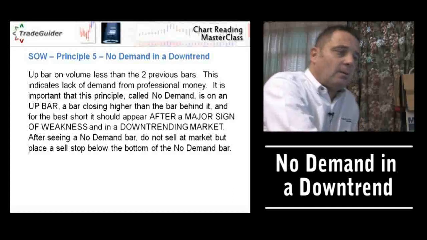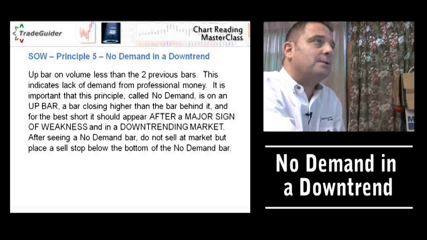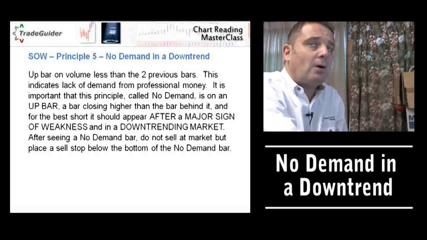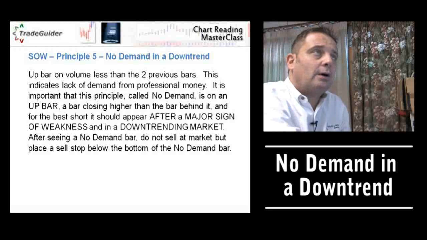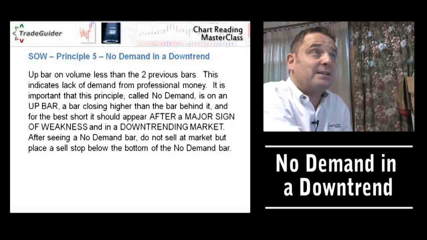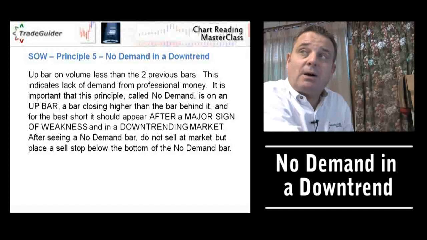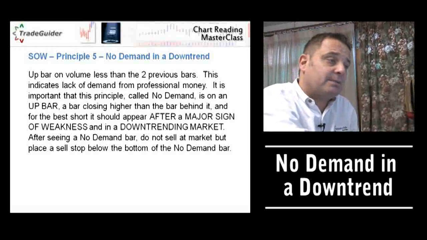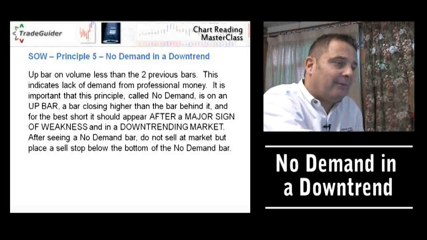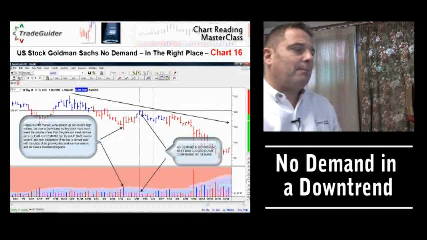After seeing a no demand bar, do not sell at market, but place a sell stop below the bottom of the no demand bar. That means the market comes to you. You are not trying to sell at market when you could have 2 or 3 no demand bars moving up as they withdraw their interest. And it's not uncommon to see no demand followed by an upthrust, which would put you under serious pressure. Here we have examples of where no demand bars are in the right place.